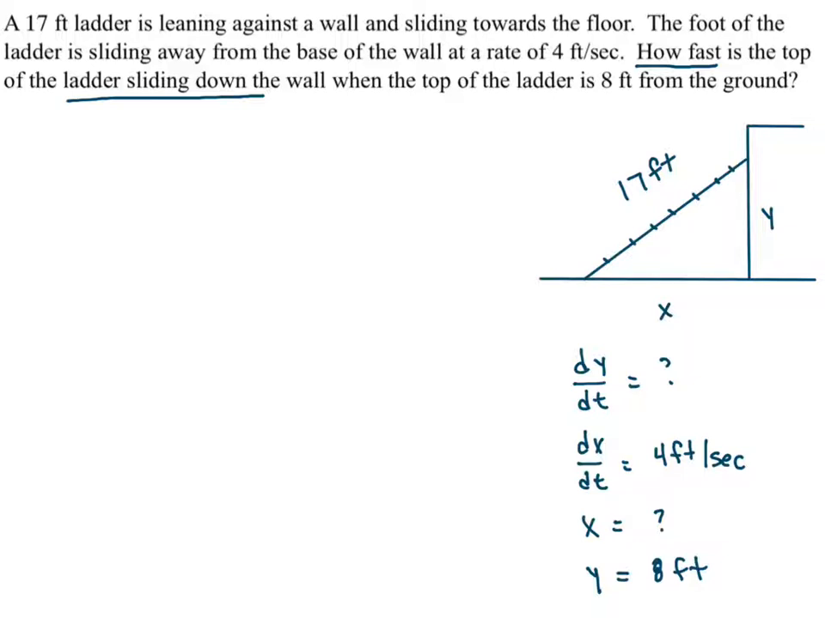So I need an equation that will connect x, y, and 17. And so we'll just use the Pythagorean theorem for that. So x squared plus y squared equals 17 squared for my Pythagorean theorem. Now I could use that equation to solve for x at the moment that I'm freezing it.